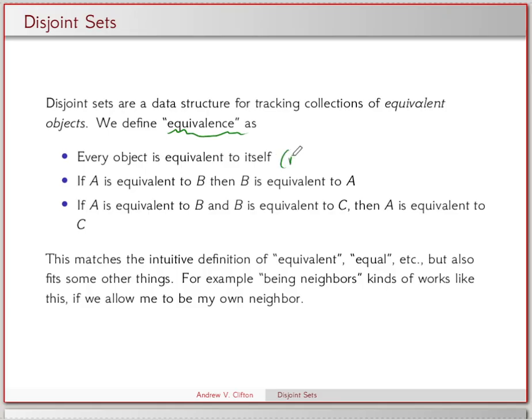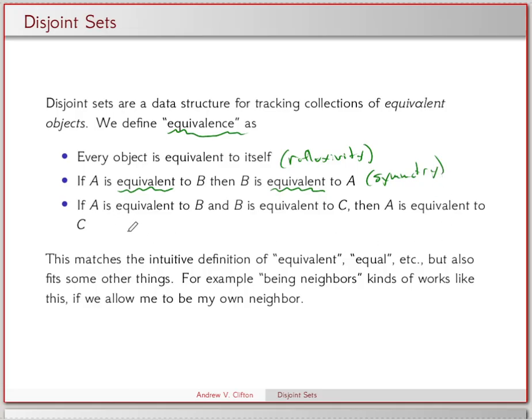This property is called reflexivity, if you've heard of that before. Every object is equivalent to itself. Our next requirement is if an object A is equivalent to some other object B, then the other way is true also. Then B is equivalent back to A. This property is called symmetry, if you want to put a name on it.